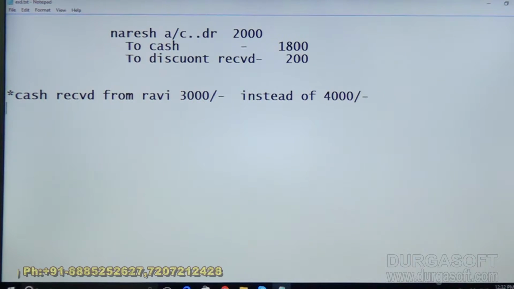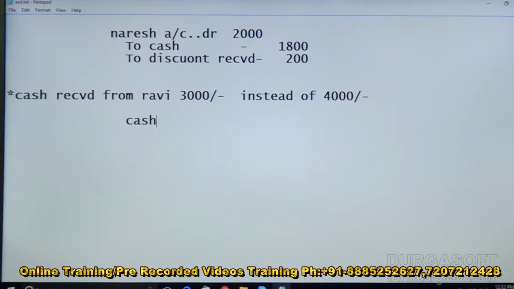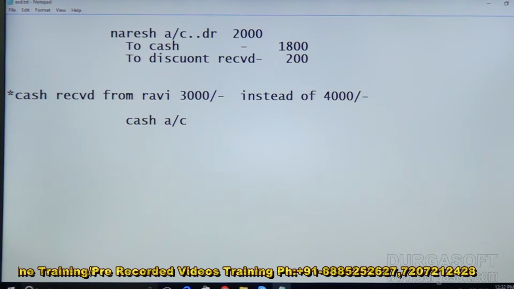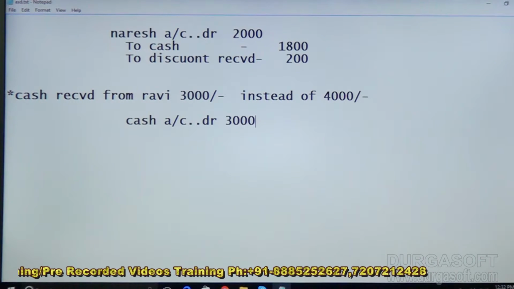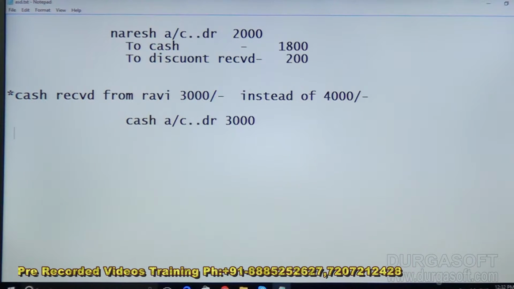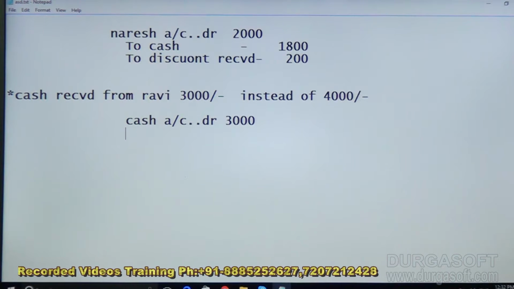So normally if you are selling the product, or if you are receiving the cash from a person, how will you write? Cash received from Ravi, means cash account debtor to Ravi account you will mention. In that, if you are allowing the discount, how to write the entry? Cash account, how much cash you have received, you must mention that cash amount. Cash account debtor, how much have we received? 3000. And cash account debtor to Ravi.